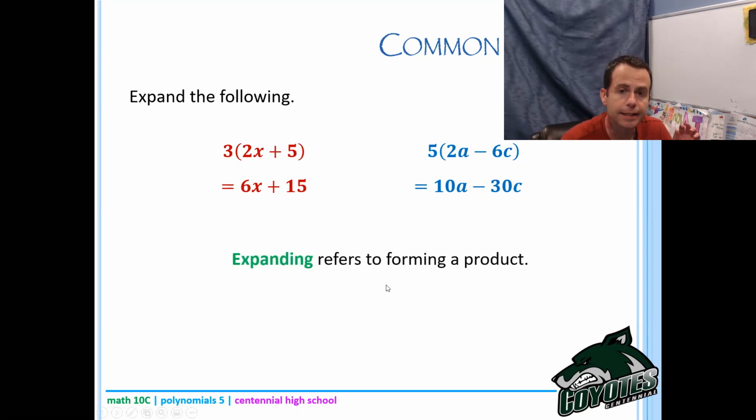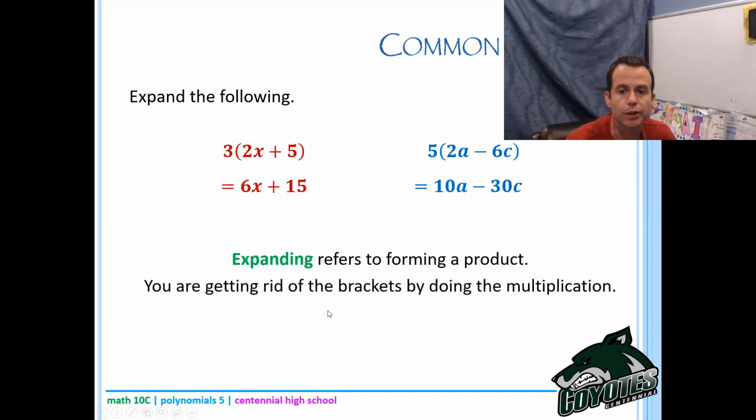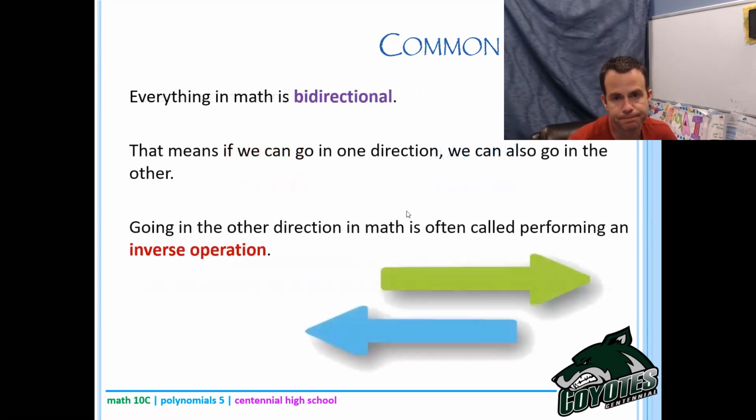Okay, expanding refers to forming a product. That's what we just did, okay? You are getting rid of the brackets by doing the multiplication. Now, the important thing you always need to realize in math is everything that we do in math is bidirectional. What that means is if I can go from here to here, I can also go from here back to here, okay? If I can go in one direction, we can also go in the other.